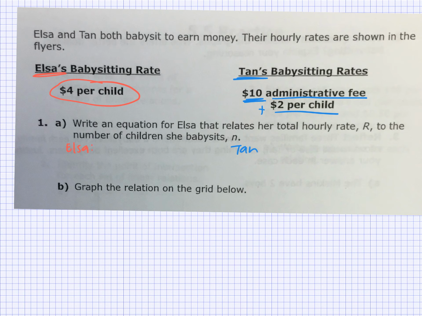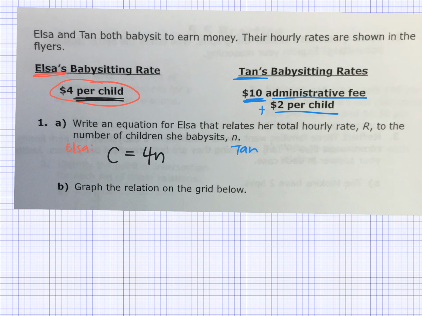How would you represent the cost that Elsa charges? Remember, the cost is related to what? How does the cost change? What are they charging for? They're not charging per hour. Read the question. We're looking at a relationship between the cost they're charging, how much it costs for someone to use Elsa, based on how many children they have to babysit. So what would be the equation for Elsa?